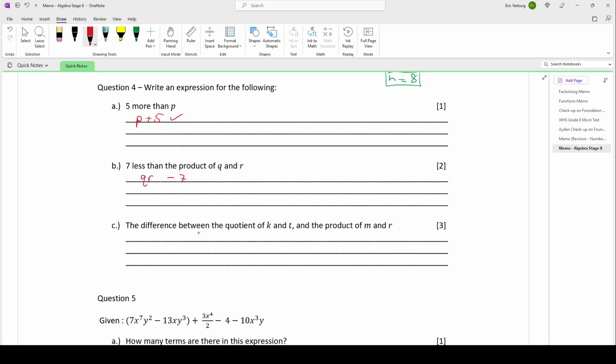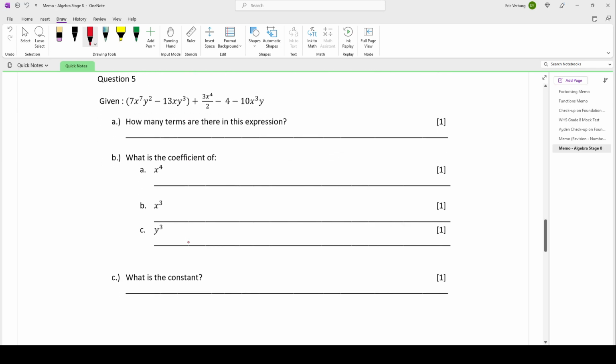Question c, the difference. Difference is minus. So we've got the difference between what? The difference between the quotient of k and t. Quotient means divide, so we're dividing k and t. So the quotient of k and t, difference between that and the product of m and r. Product means multiply, m times r. So it's the difference between the quotient of k and t and the product of m and r. You see it's actually quite straightforward once you know what everything means. You can just build it step by step, reading the words and building your expression from there.